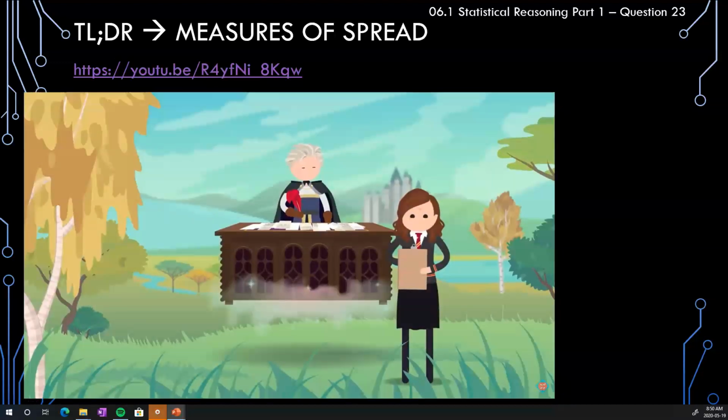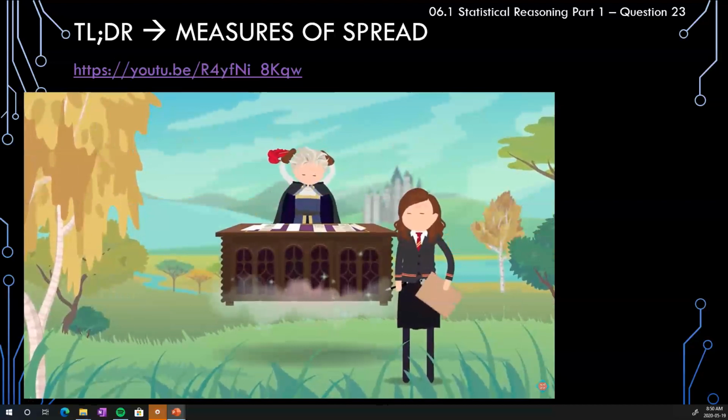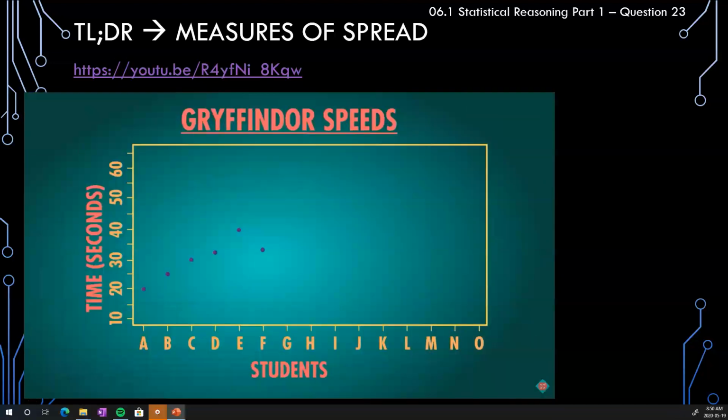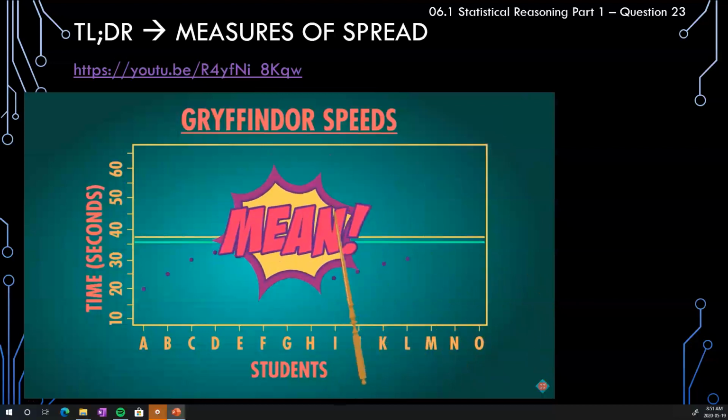Professor Hooch has hired you to analyze students' broom speeds for the Hogwarts Quidditch teams. There are 15 new Gryffindors, so you measure how long it takes them to fly around the field twice. And here's the plot of the times in seconds that it takes each student to complete the trip. Looks like a few of the Muggle-born students who didn't grow up using magic brooms took a lot longer than their classmates who grew up in wizarding families.